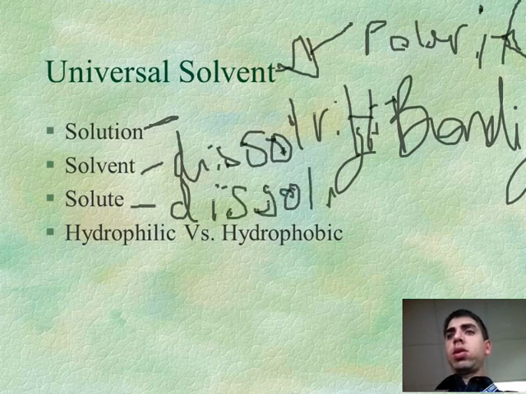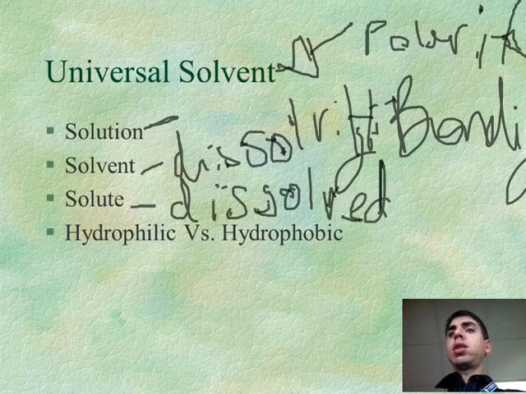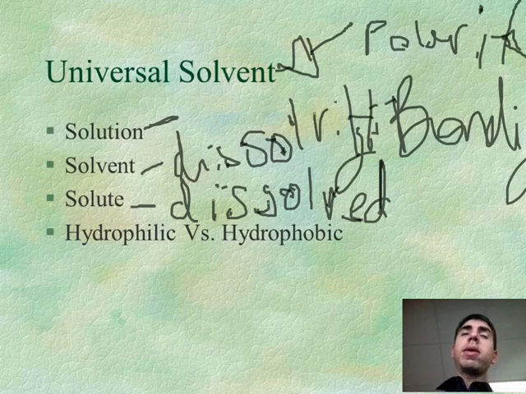So again, the water is doing the dissolving, so it's known as a universal solvent, and the solute is the one that is being dissolved. So if you're making salt water, the reason why salt water is made so easily, the reason why we use water to make solutions, is primarily because of its polarity. Its polarity is used as a magnet.